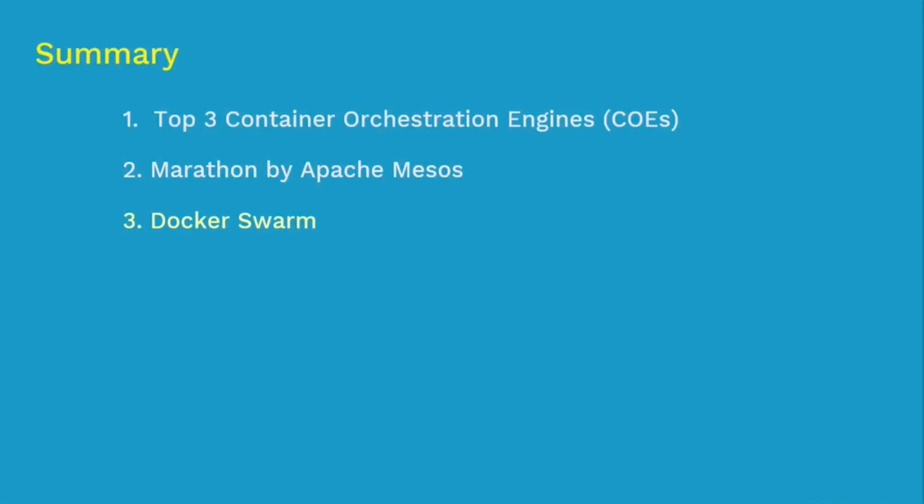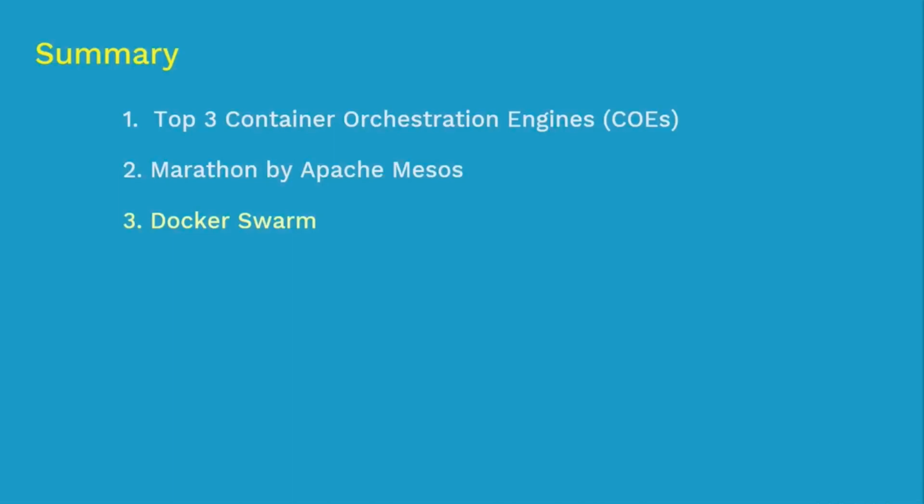Next we discussed Docker Swarm. Docker Swarm is a container orchestration engine product from Docker Inc. It is one of the simplest and easiest to set up container orchestration engines out there. However, it is a little less mature when compared to other container orchestration engines. It is an ideal product for companies whose team size is small.